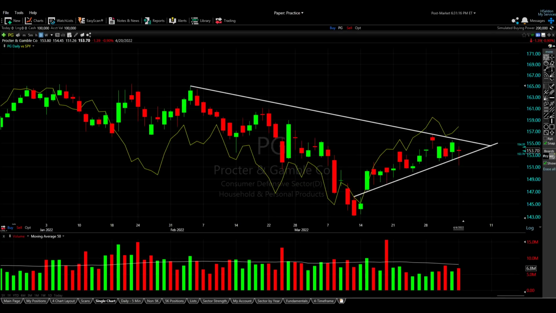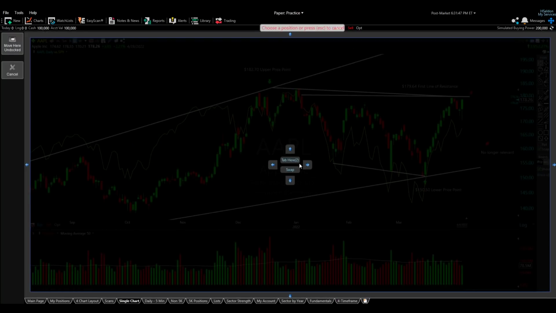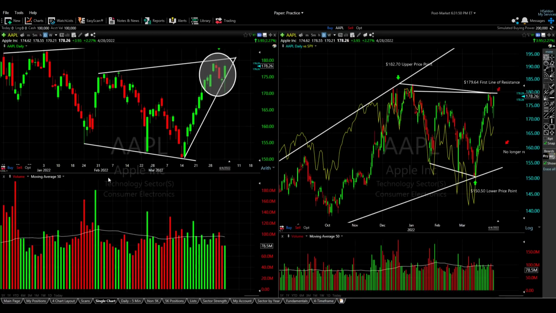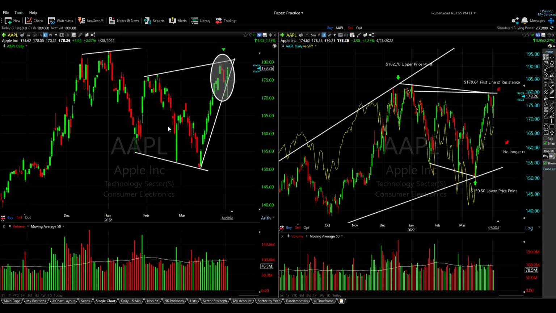And you can even see here, I'll show you, I'm going to go to Apple, right? So here's Apple, and this is the algo line chart for Apple. 150.50 lower point, 182.70 upper point, 179.64 point of resistance. Now, if I put here a trend line chart of Apple, you'll see it's very different.